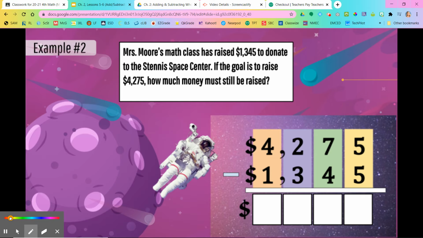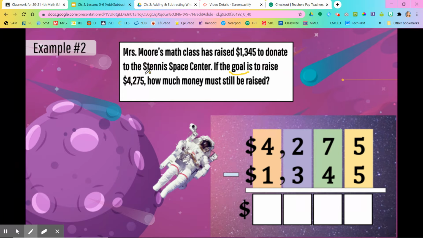All right, so let's take a look at our second example. Mrs. Moore's math class has raised $1,345 to donate to the Stennis Space Center. If the goal is to raise $4,275, how much money must still be raised?